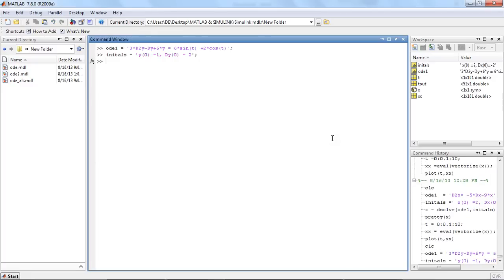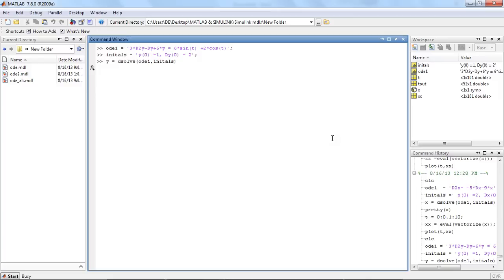Done this. Okay, so again let's say y is equal to dsolve ODE1 comma initials. So it will try to solve using these initial conditions. So you can clearly see over here at the end it says busy, that means it's still calculating it.